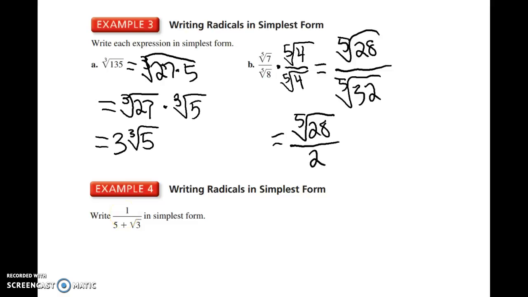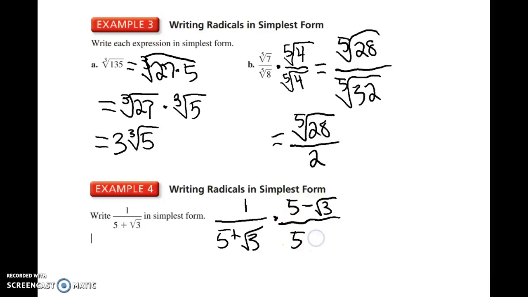Looking at example 4, we want to write this in simplest terms. So we want 1 over 5 plus square root 3 to be simplified. We don't like square roots or any roots in the denominator. So we can multiply the top and the bottom by the conjugate, which was one of the definitions that you got. So if we multiply the top and the bottom by the conjugate of 5 plus square root 3, we get 5 minus square root 3 in the top.